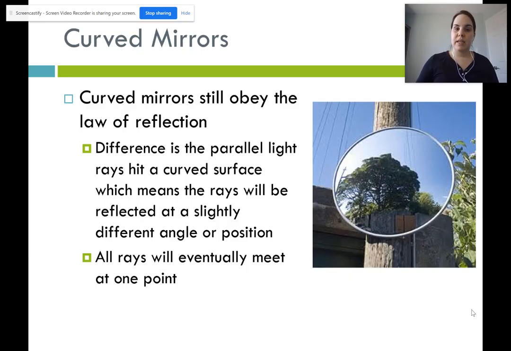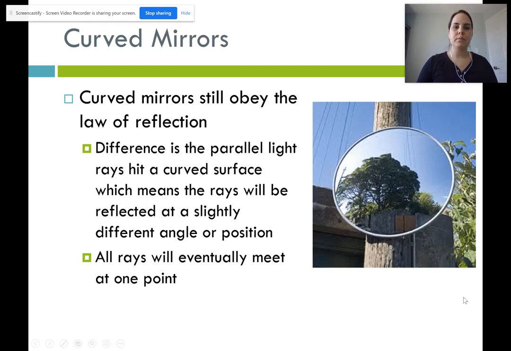The difference is when parallel light beams come in, instead of bouncing off parallel like we saw in regular reflection on a planar mirror, the light rays are going to bounce off at a slightly different angle, because they are hitting the mirror slightly differently because of the curve. All rays will eventually meet at one point though, and that's where we actually perceive the image to be.